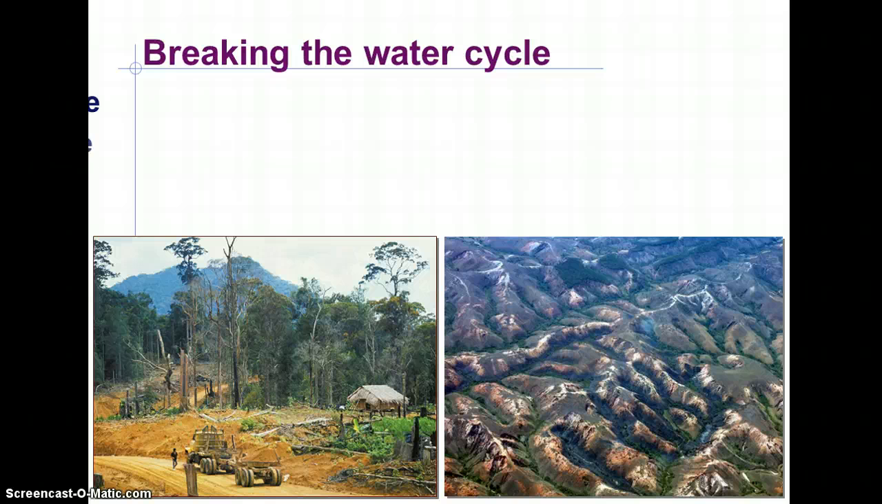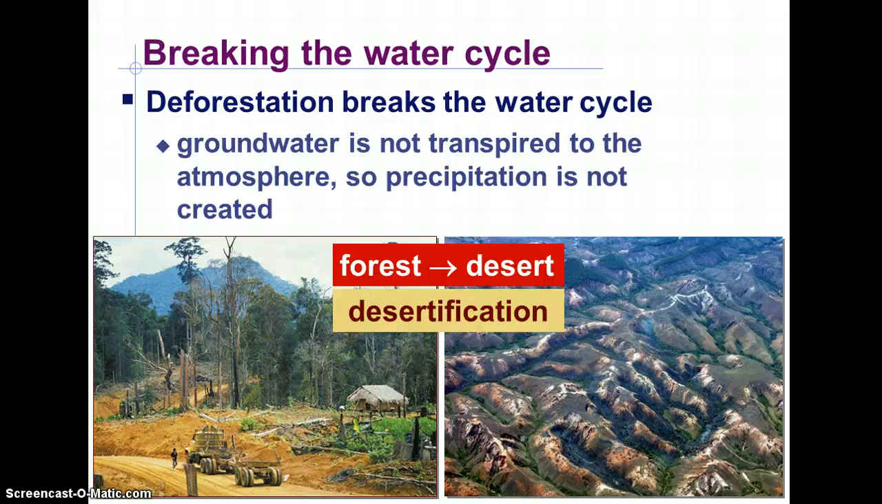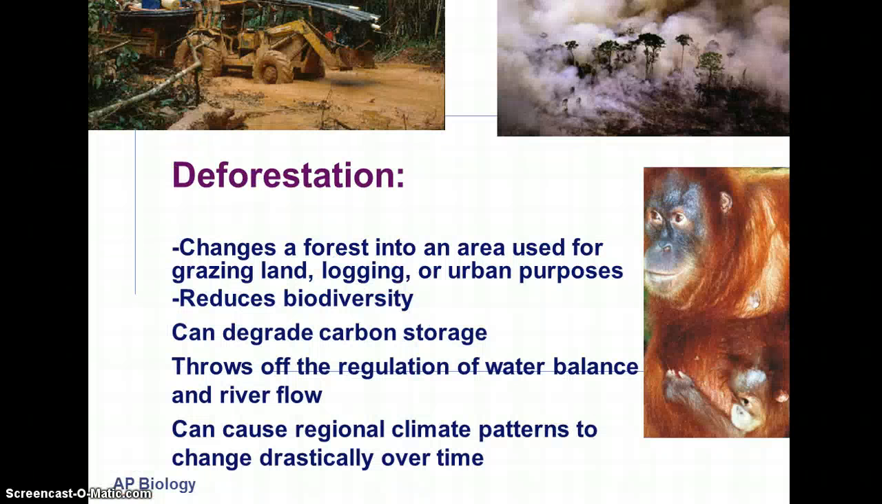Ways that we have broken the water cycle. So when we tear down the forest, we're breaking the water cycle. So as we tear down the forest, we're going to increase the erosion. Groundwater is not transpired, precipitation's not created. And we turn a forest into a desert, which is called desertification.